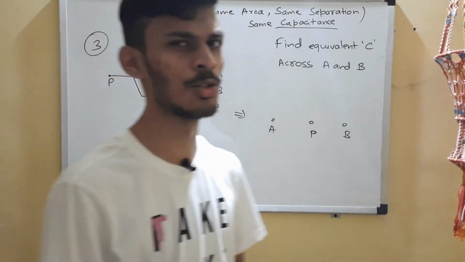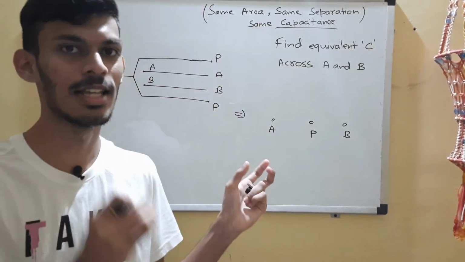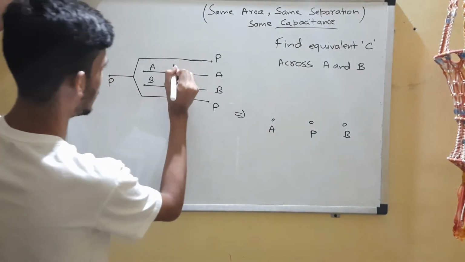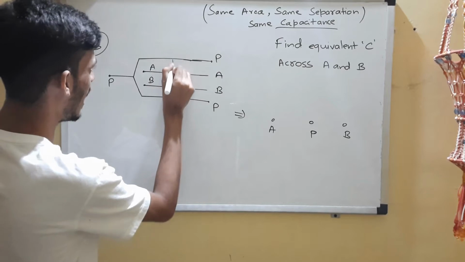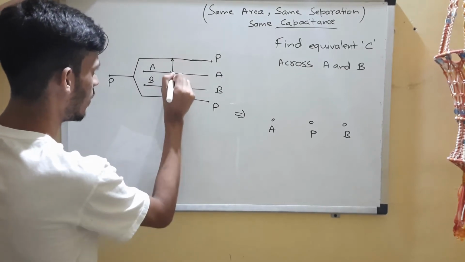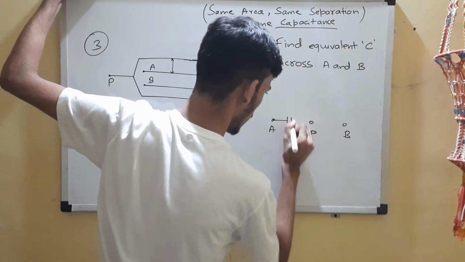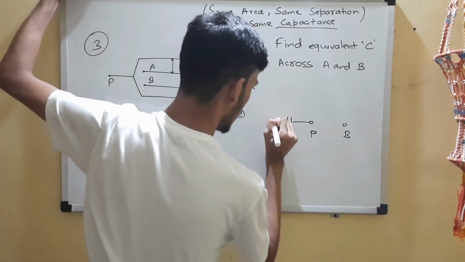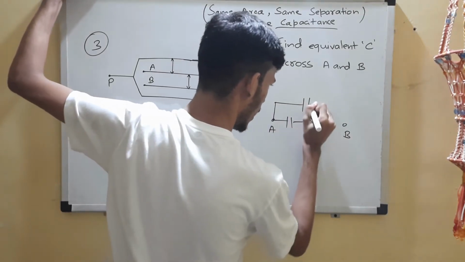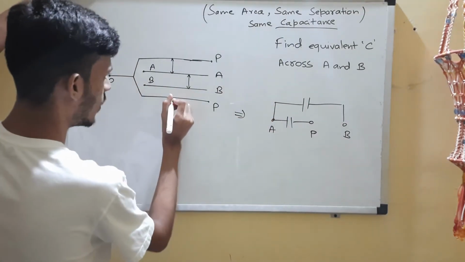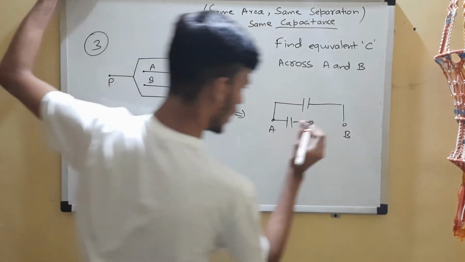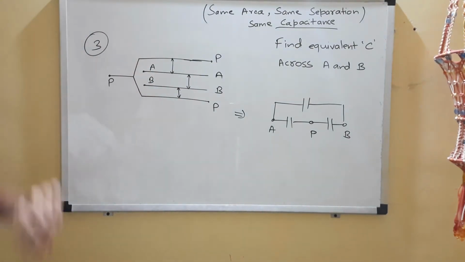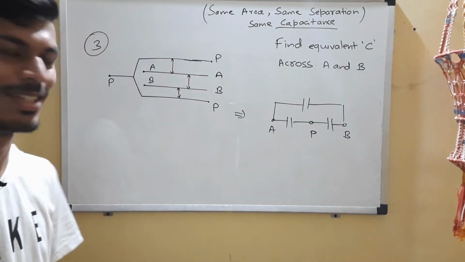Now step 3 is to choose pairwise, choose the couples, the adjacent couples, right? Two plates make one capacitor. How many times am I going to say this? So P and A, one plate is connected to P, one is connected to A. Next one, A and B, one is connected to A, the other one is connected to B. And one more we have between B and P, one is connected to P, one is connected to B. So we have three capacitors over here, and this is the simple combination.